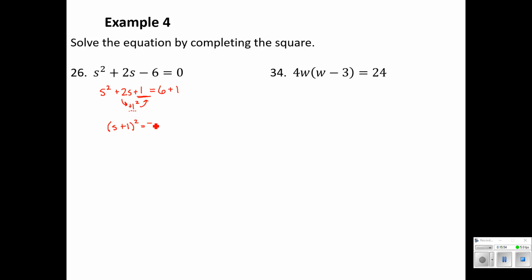squared equals 7. And now to finish solving, we're at the point where we can square root both sides. s plus 1 equals plus or minus root 7. And then s equals negative 1 plus or minus root 7 when we subtract that remaining 1 from both sides.